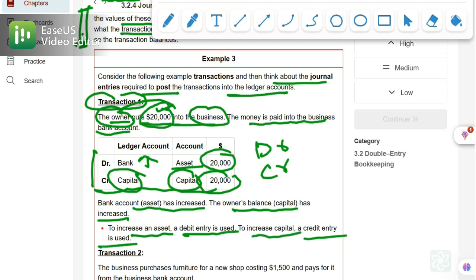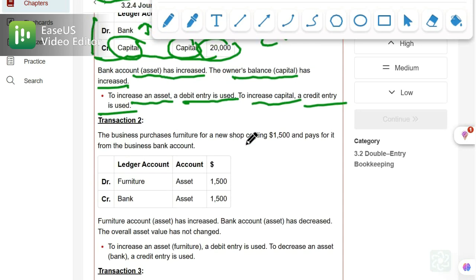Now let's move on to another transaction, that is, the business purchases a new shop costing $1,500 and pays for it from the business bank account. So what will happen here? You buy furniture for 1,500 and use your bank money.